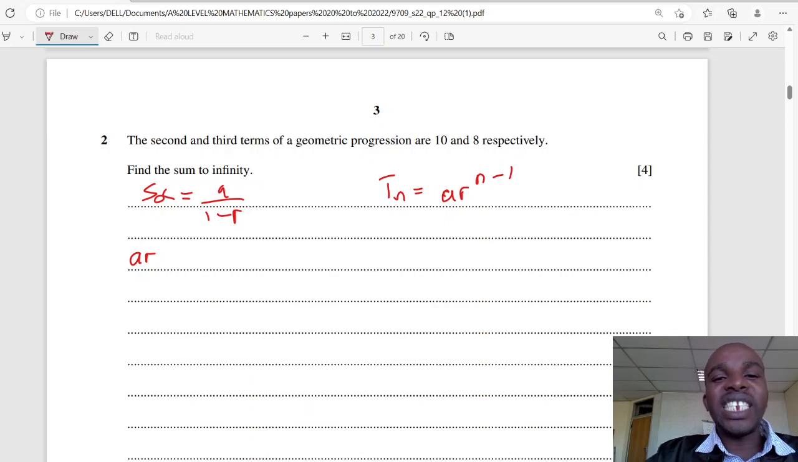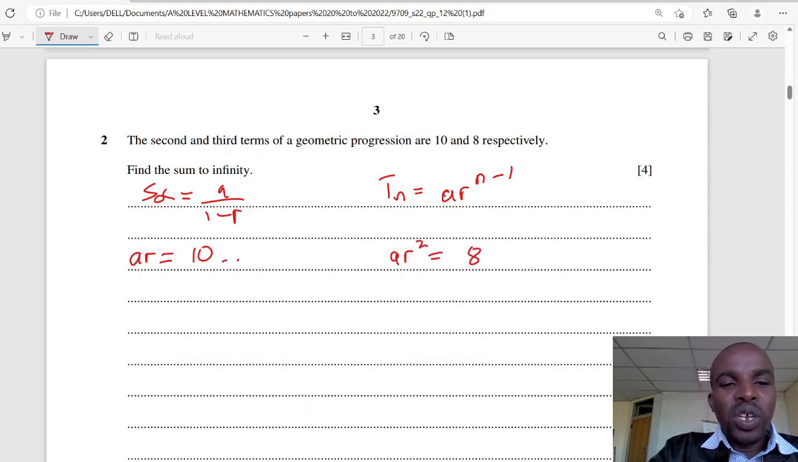So they said the second and third terms of the geometric progression are 10 and 8 respectively. So the second term, ar, must give you 10. Then the third term, ar squared, is equal to 8. So this will be your equation 1 and this will be your equation 2. What you want to do is eliminate a, so that you can get r. You can divide equation 2 by equation 1.